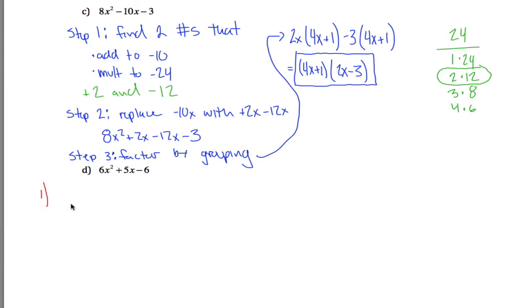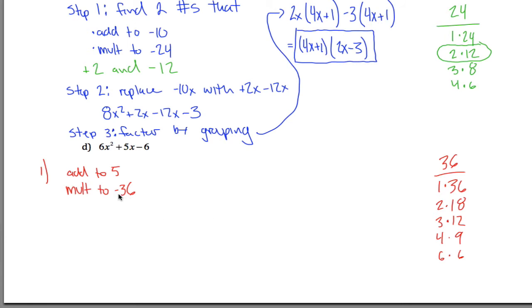Step 1, I want to find two numbers that add to 5 and multiply to -36. Where'd those come from? Here's the 5. -36 is the product of positive 6 and -6. Search for those numbers. Maybe you can list them out over here, or you can just figure it out. 1 times 36, 2 times 18, 3 times 12, 4 times 9, kind of a lot of them, and 6 times 6. But I don't want them to add to positive, or multiply to positive 36. I want them to multiply to -36.